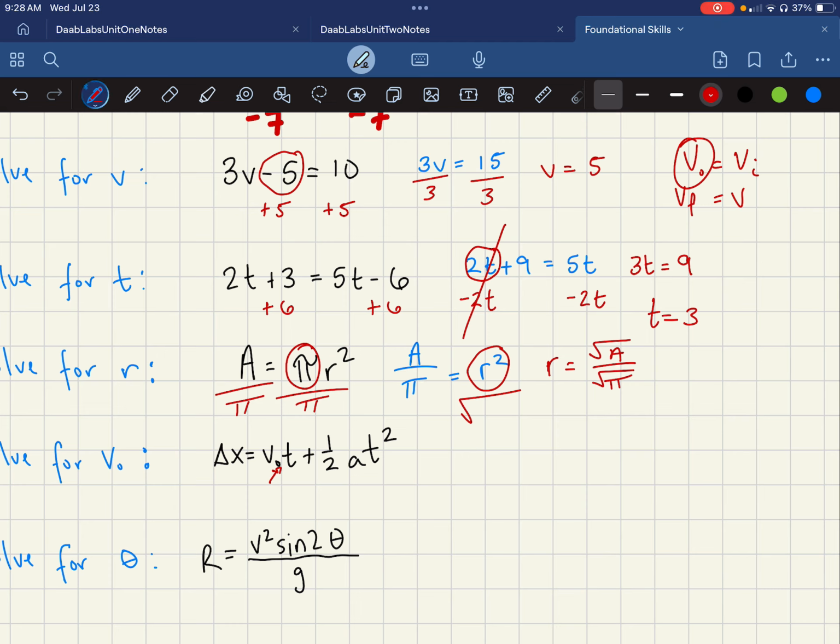A sub naught would be the acceleration at the beginning, right? So anytime you see this little naught or zero symbol as a subscript, it's just saying it's the beginning. So what they want us to do here is find the initial velocity. They want me to isolate initial velocity.